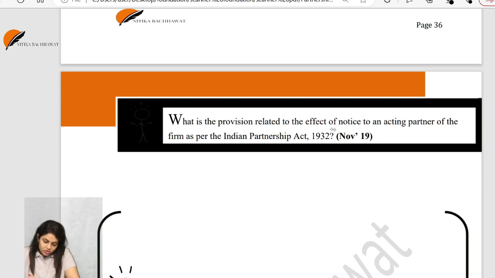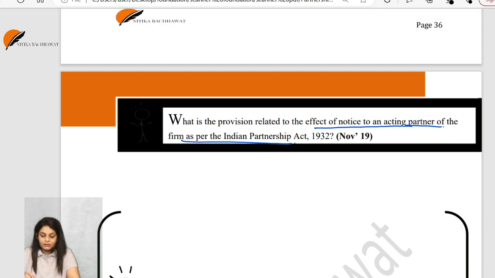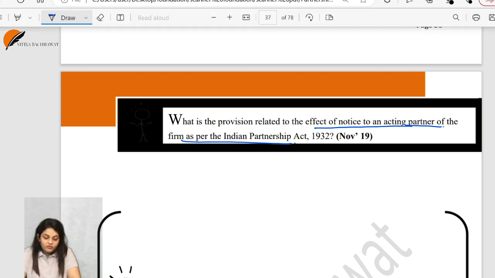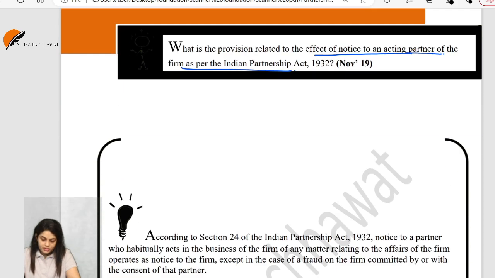What is the provision related to the effect of notice to an active partner? Notice here, as I told you, doesn't mean only a written notice. Notice here means the knowledge of a fact. Notice to an active partner is deemed to be a notice to the firm. However, it should be what? It should be actual and not constructive. That is, it should be a real notice and not a made up notice.